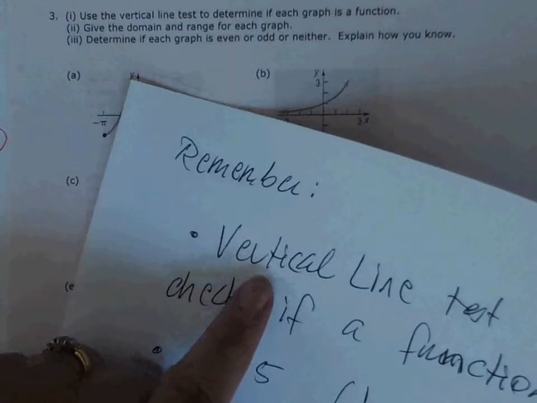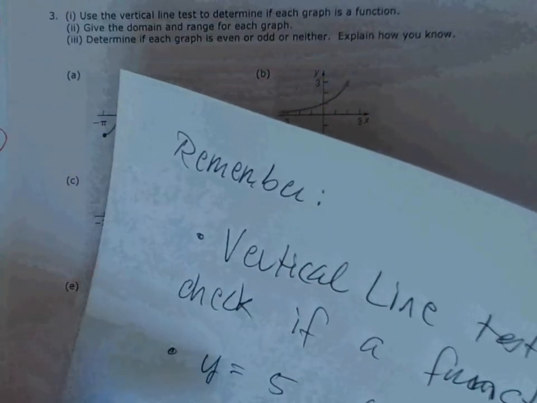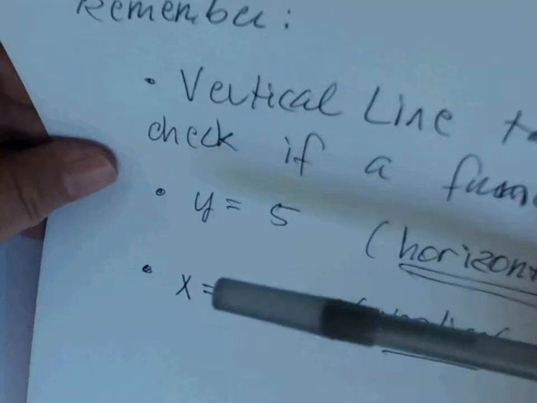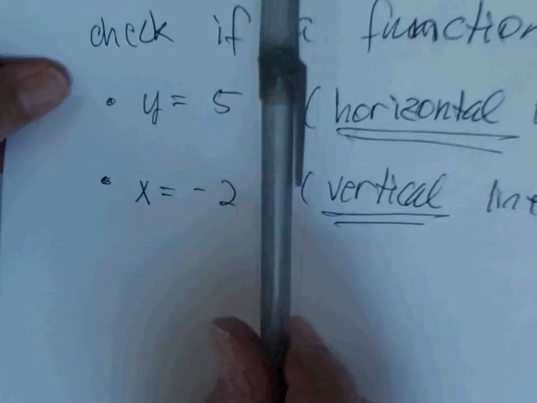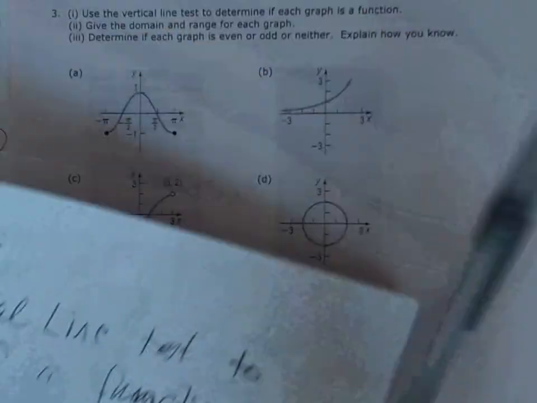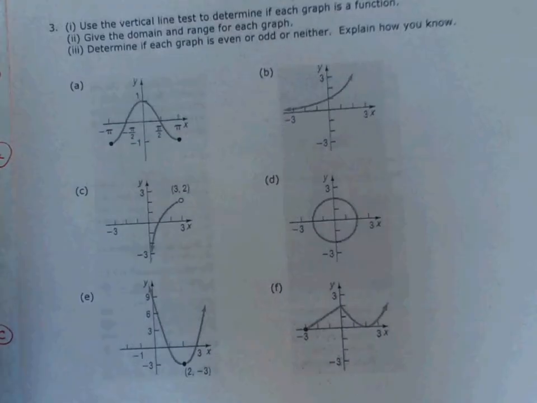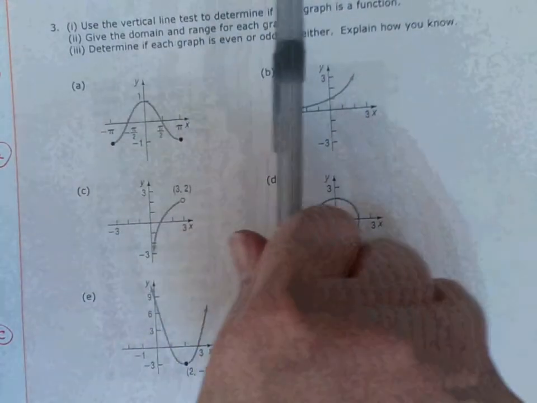You should remember this. The vertical line test tells you if you have a function, okay? y equals 5, for example, is a horizontal line, x equals -2 is a vertical line, okay? So vertical line test, how many times should it hit a function? Only once. The line, no matter where you put it, should only hit it one time.